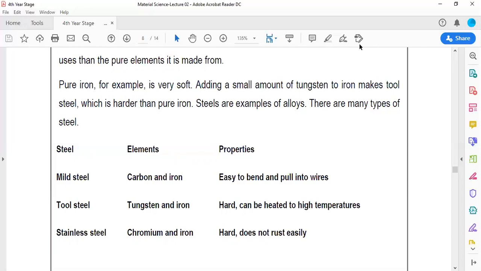If you look again at the elements, look at the carbon and iron in mild steel. Carbon is a non-metal, and in the second one, for the tool steel and stainless steel, the tungsten and the chromium are metals. So this is an example of some metal and non-metal additives to the iron to make steel. So the difference between steel and iron is that iron is a pure element, while steel is iron and some other elements added. At that time, we call it steel. The majority of steel is iron, is Fe.